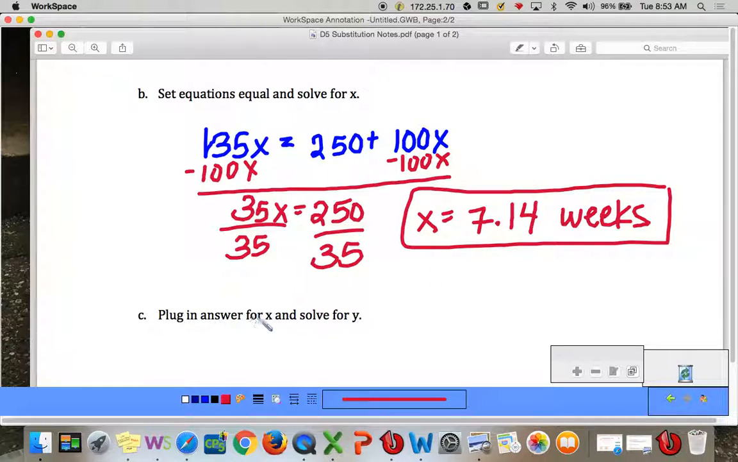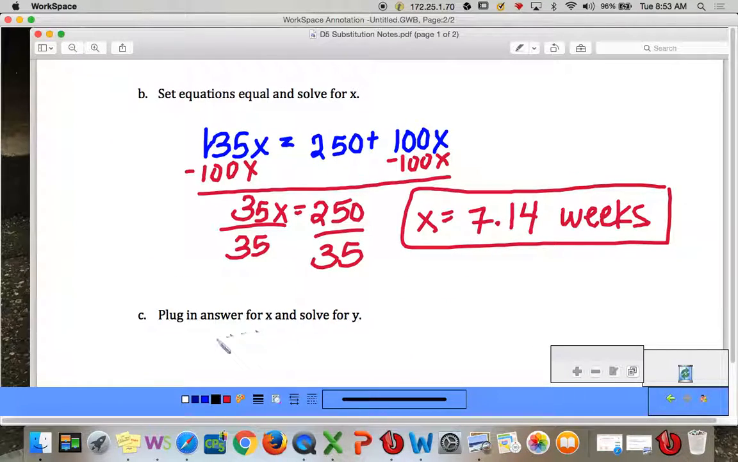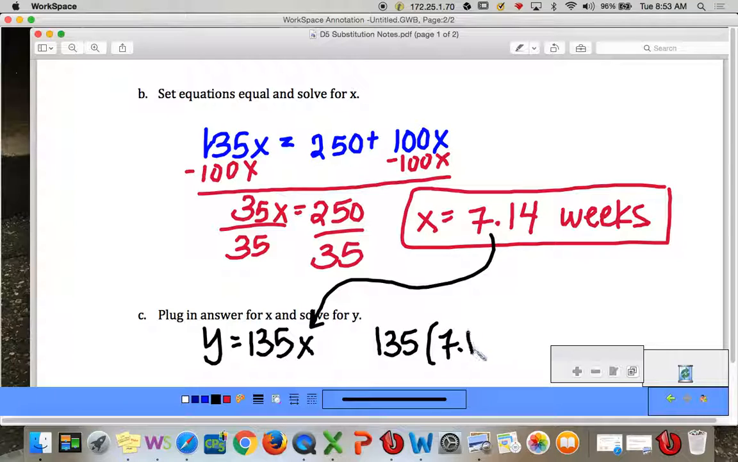It says plug in your answer for x and solve for y. So at 7.14 weeks, they have about the same amount. Let's see what that amount is. So to do that, pick one of your equations, either equation. I'm going to choose Tim's because it's a little bit shorter, and we're going to plug in. So we have y equals 135x, and I'm going to plug in the 7.14 for x. So we have 135 times about 7.14. And at 7.14 weeks, they have about the same amount at $964.29.